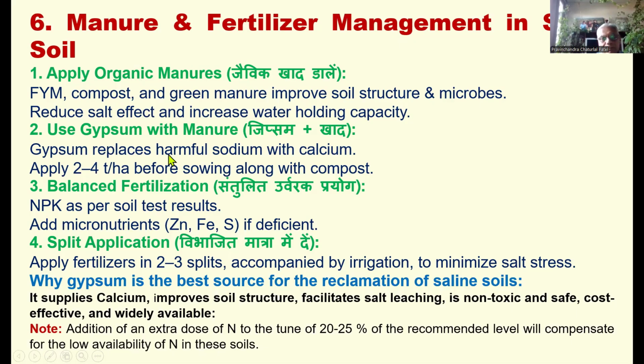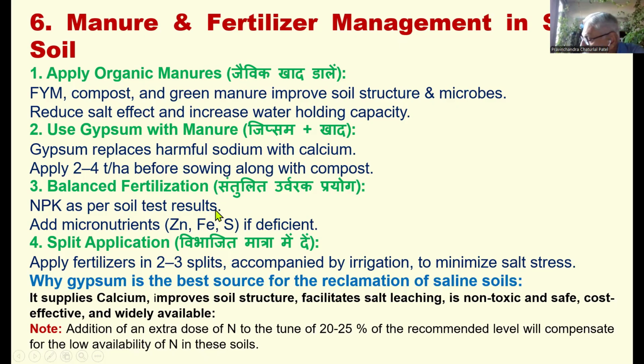So gypsum replaces harmful sodium with calcium. Apply 2 to 4 ton agriculture grade gypsum before sowing along with the compost. Balanced fertilizer, संतुलित पूरक प्रयोग, NPK as per soil test results.